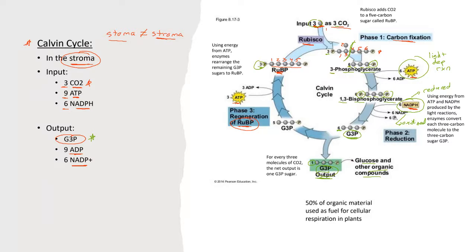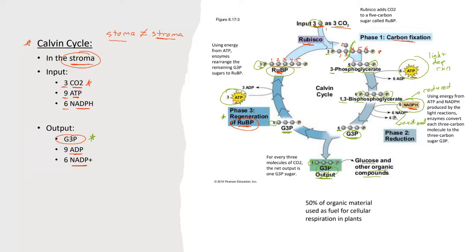And what happens to the other 5 G3P molecules? Well, they're needed because we need to do what? We need to regenerate RuBP. So we're using this G3P molecule. We're going to go through a series of reactions. We're going to be using ATP again. And at the end, we end up with RuBP once more.